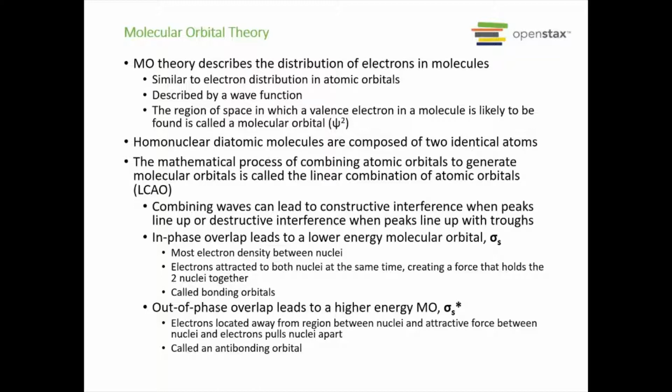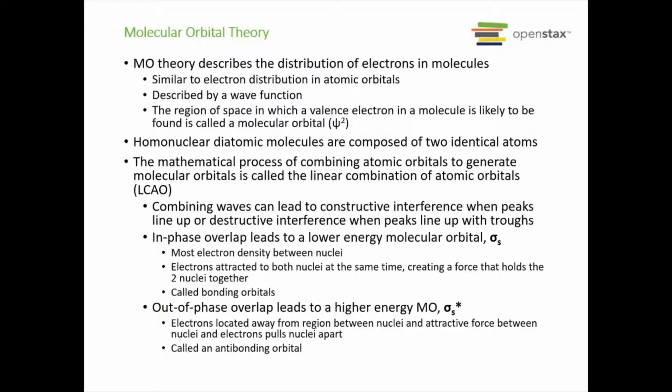Couple terms. Homonuclear diatomic molecules have two identical atoms, something like O2, N2, F2. These are homonuclear diatomic molecules. We have a mathematical process of combining these orbitals to generate molecular orbitals. It is called linear combination of atomic orbitals, or LCAO. And for those of you that are interested in this kind of stuff, this is something you could do in graduate school. You do molecular modeling work. Not something that is my cup of tea, but some people really enjoy it.